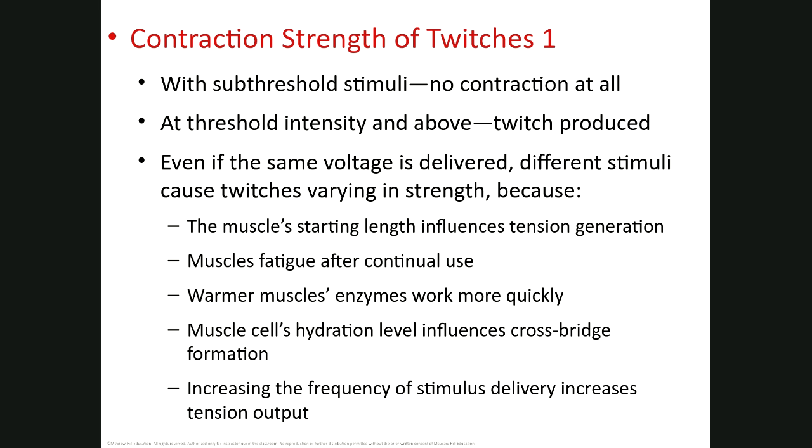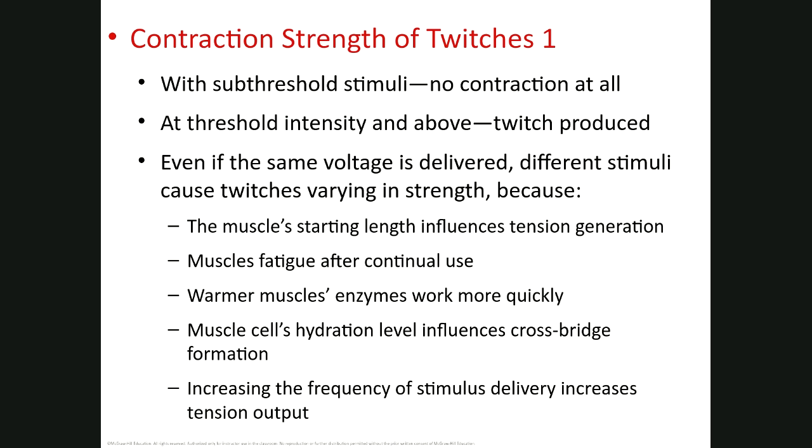Contraction strength with subthreshold stimuli: there will not be contraction at all because you're below the threshold. At threshold intensity, twitch is produced. Even at the same voltage, different twitch stimuli or strength can happen. One, the muscle starting length influences greater tension. Fatigue is growing as you continually use the muscle.